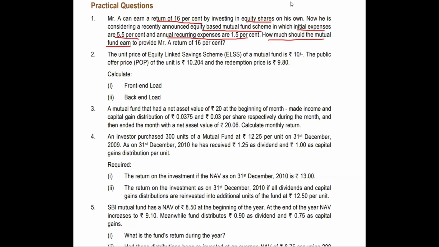The unit price of an equity linked savings scheme, ELSS, of a mutual fund is rupees 10. So this is NAV. The public offer price of the unit is rupees 10.204 and the redemption price is rupees 9.8. We need to find out front end load and back end load. Usually, in a mutual fund scheme, there is something called front end load and also something called back end load.